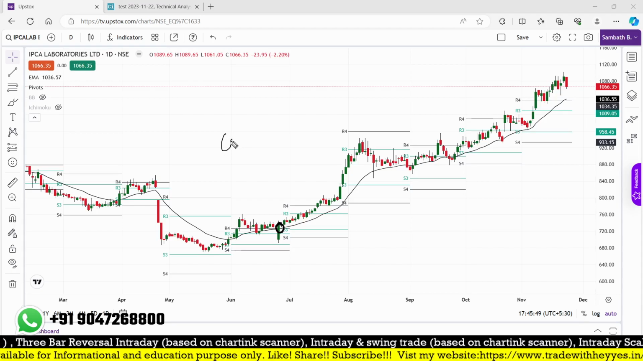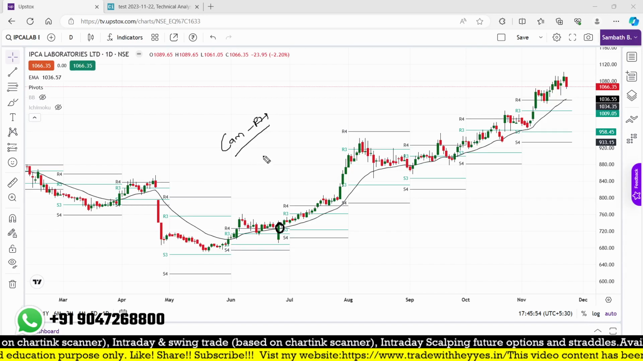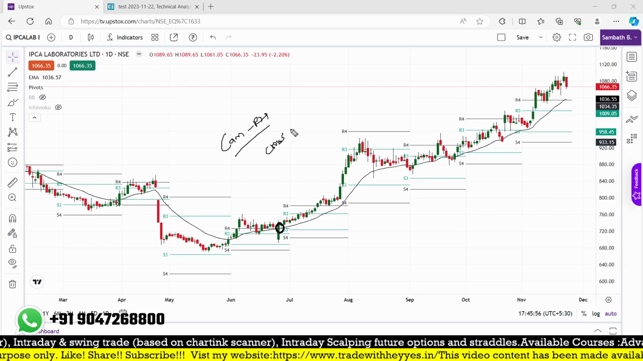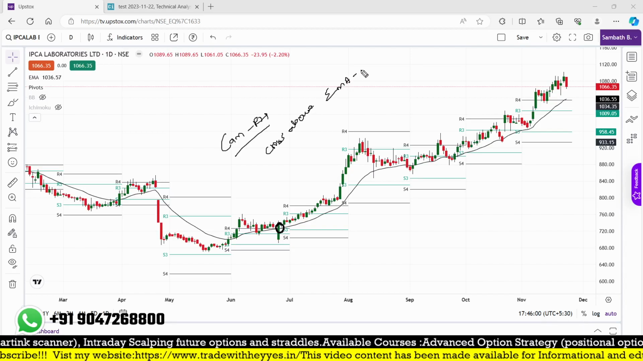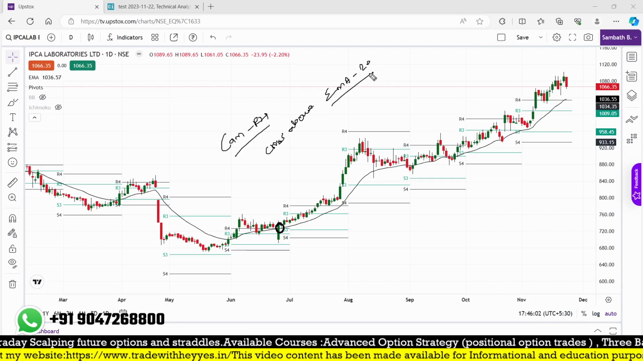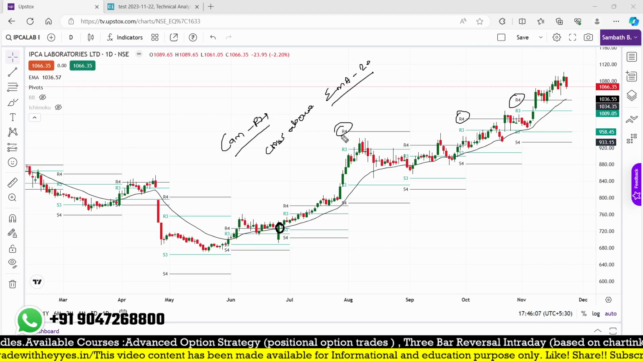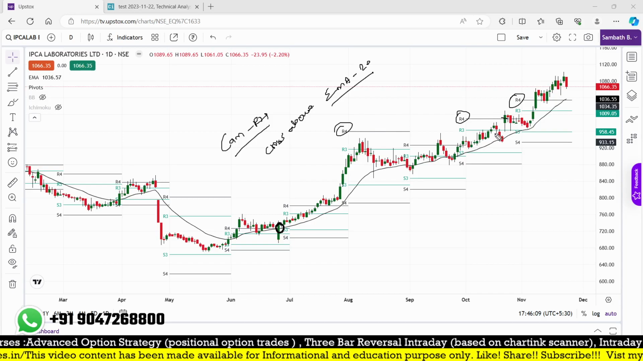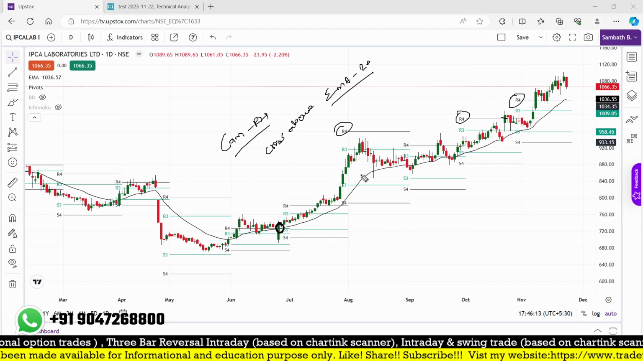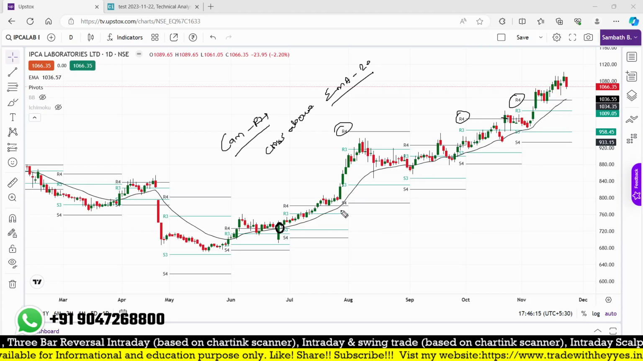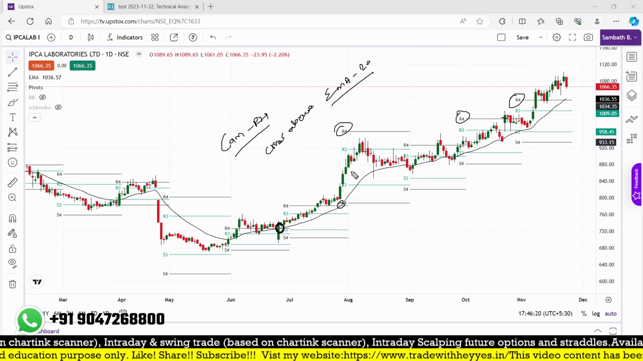So Camarilla R4 should be crossed above by the EMA 20. That is the simple concept which I'm adding here. And here you can see the R4 level on each month. In some months the prices are breaking, but the EMA is not breaking. In this case, when the EMA is breaking that Camarilla R4, maybe I get some confirmation of the trend, and maybe it is working for a better swing trading opportunity.